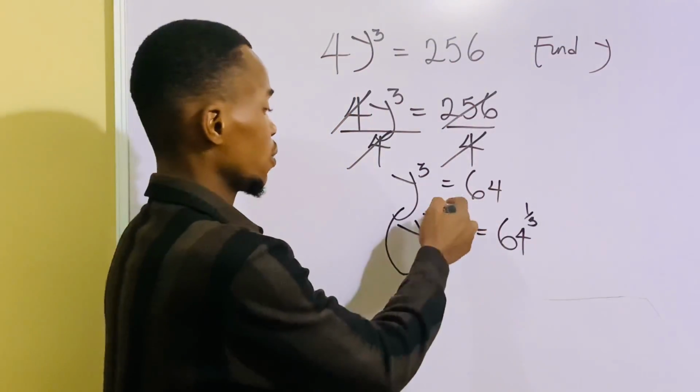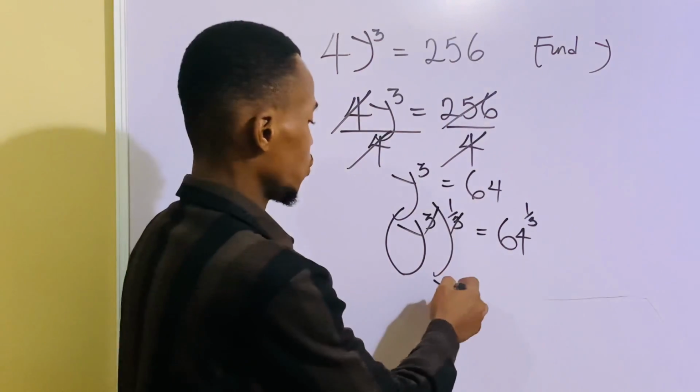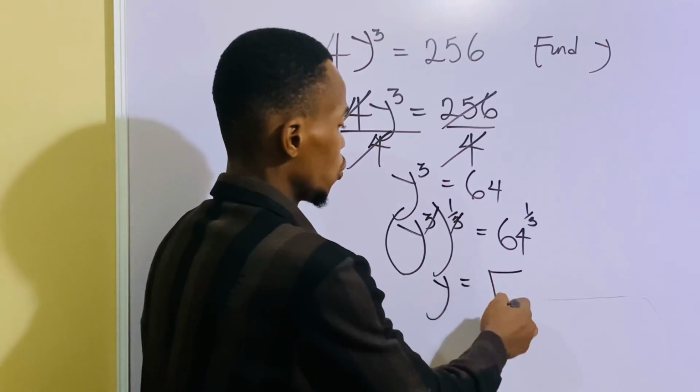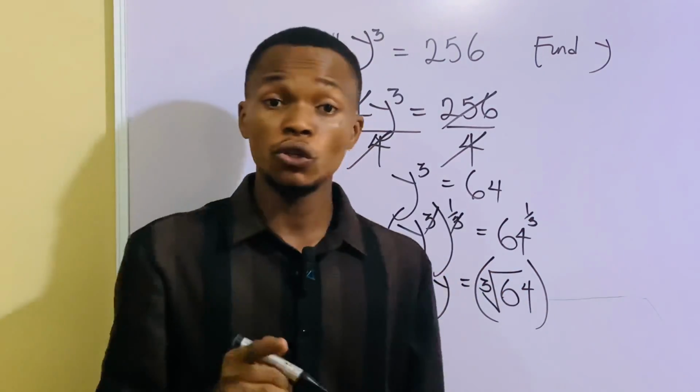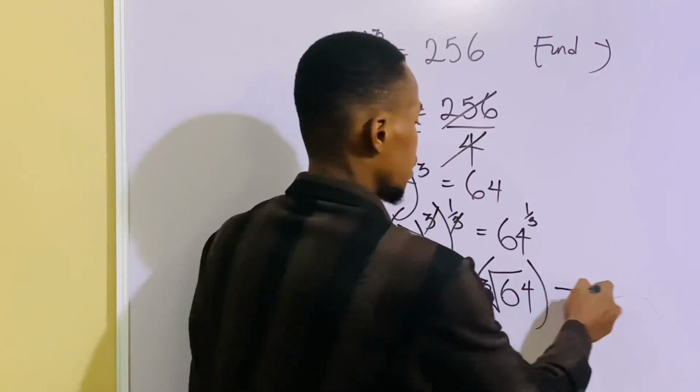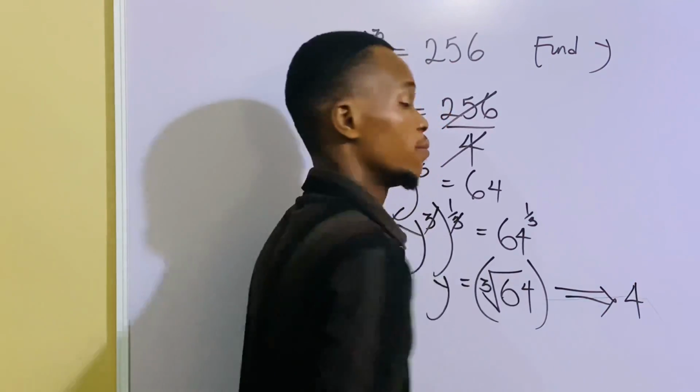Okay. Now this is going to cancel out. So finally, I'm left with y is equal to the cube root of 64. And the cube root of 64 happens to be 4.